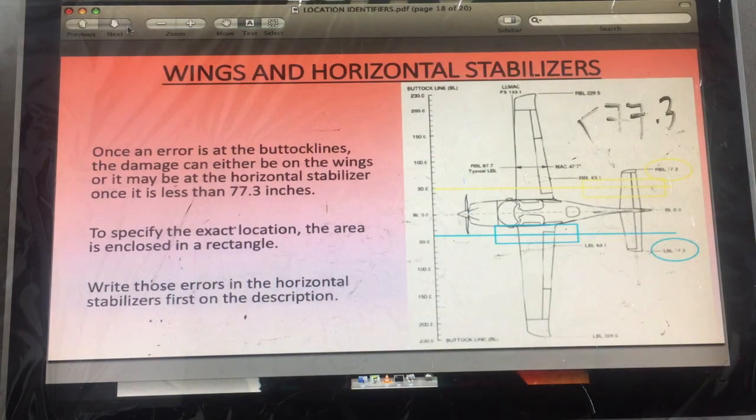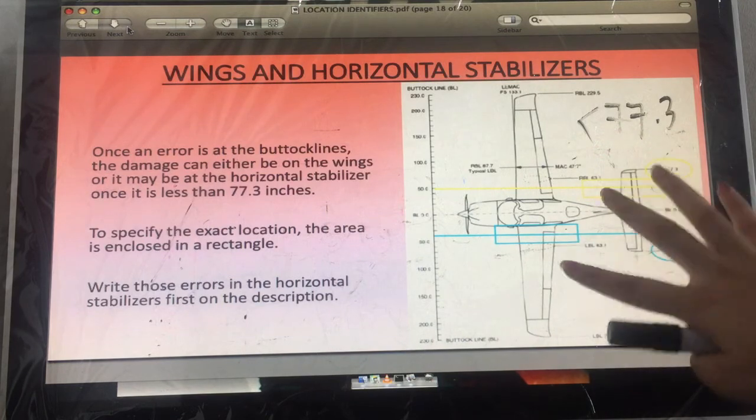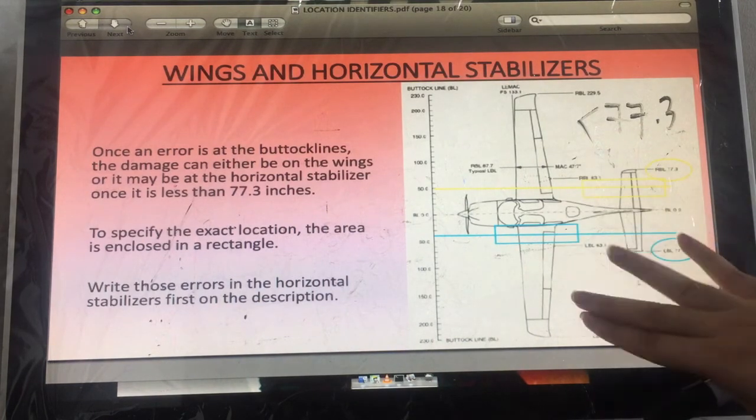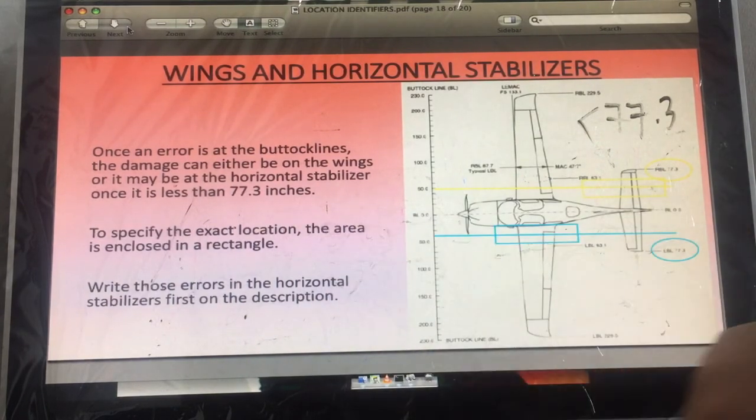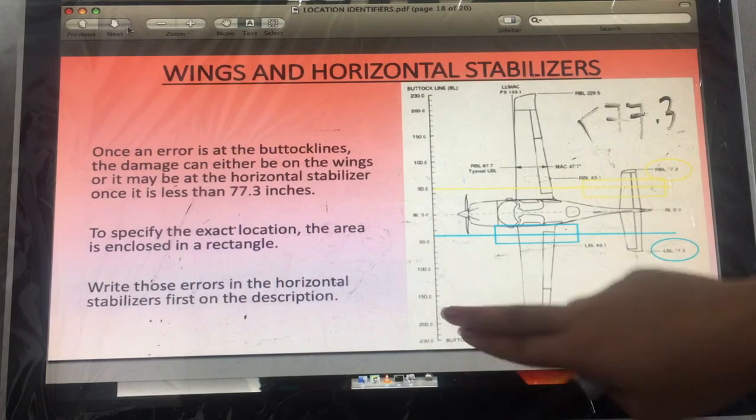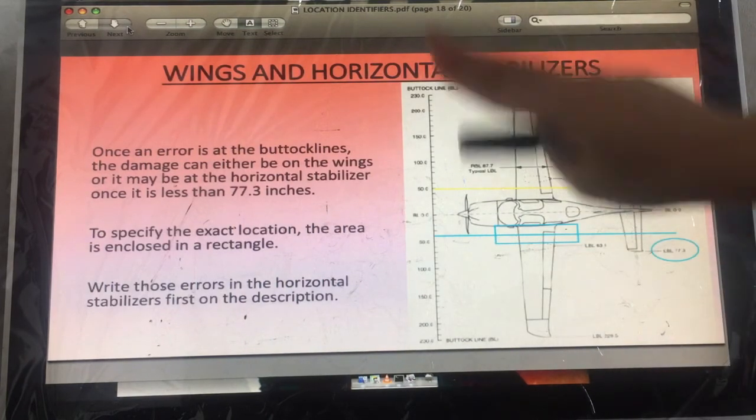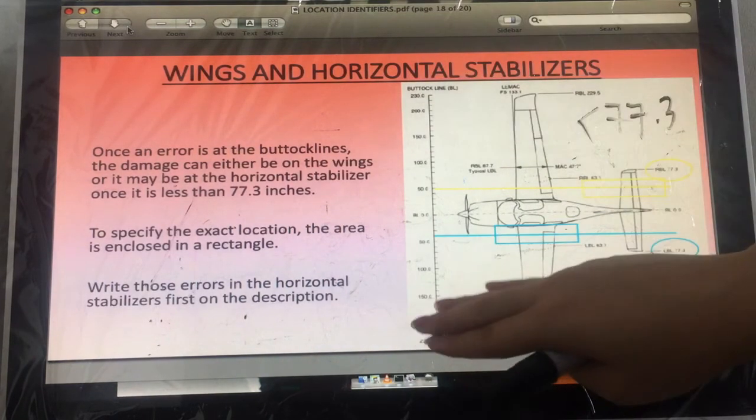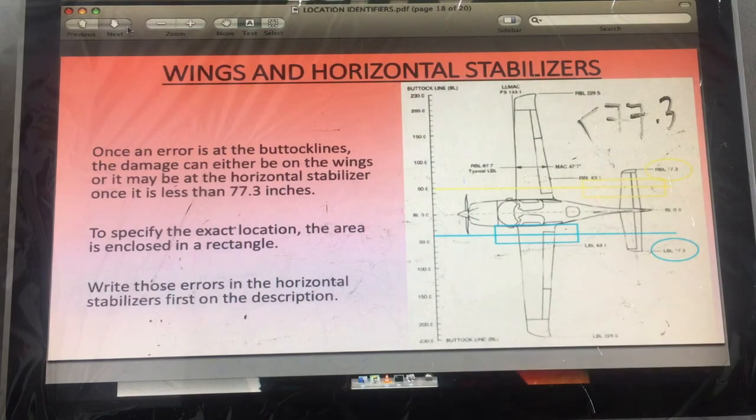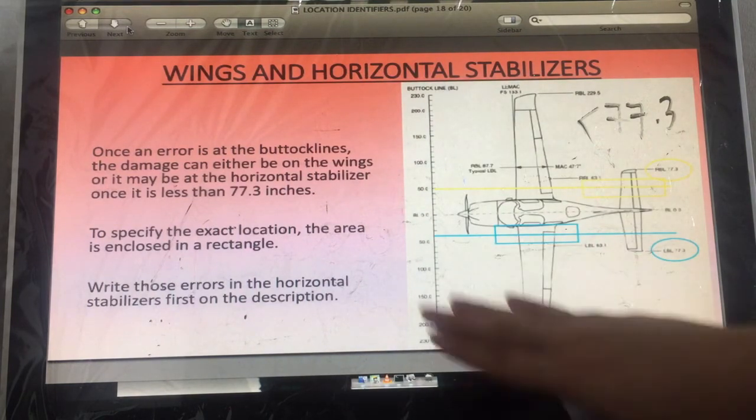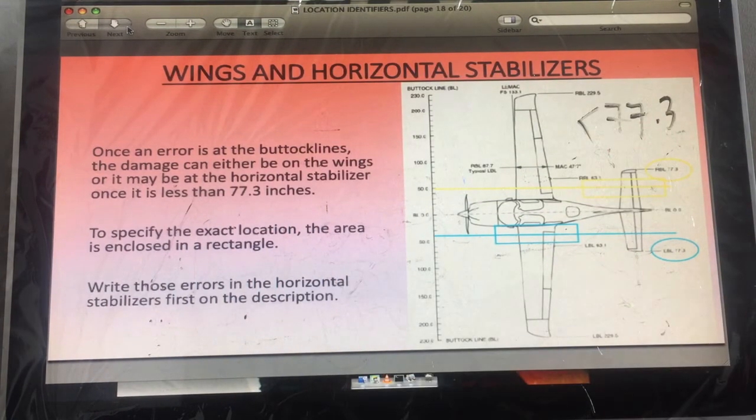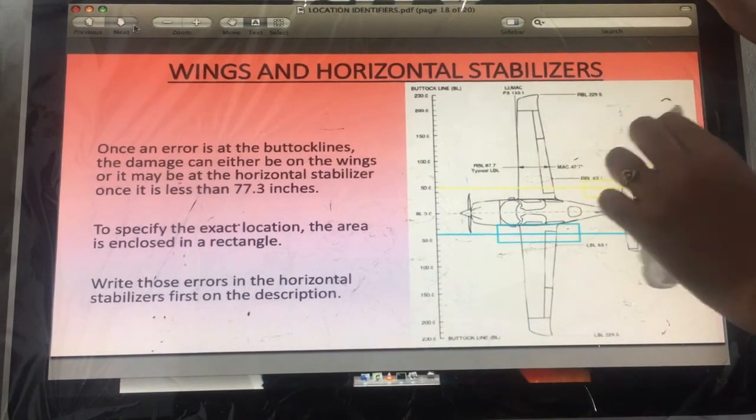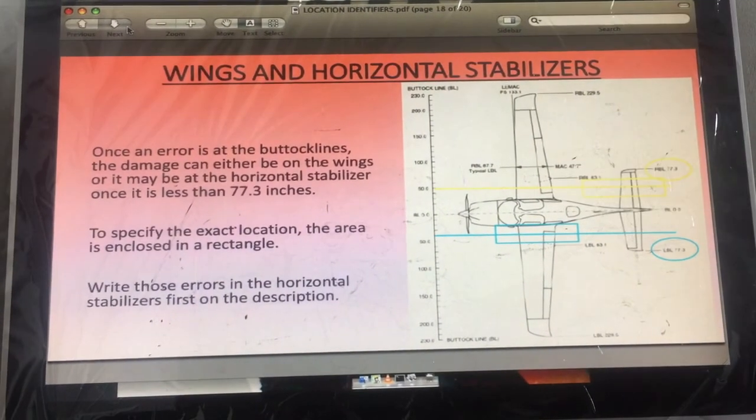So, paano ba magsulat? Paano ba ang pagkakaiba nito kapag dating sa error code, reading, and description? Sa description, uunahin nyo lagi ang nasa horizontal stabilizer. Pero ang error code at reading, same lang. Ulit ko, pag error code and reading, same lang ng pagbabasa ng water line sa fuselage station. Una yung LBL, tapos RBL. Pero pagdating sa description, uunahin muna lahat ng nasa horizontal stabilizer regardless kung nasaang part ng buttock line. Kung LBL ba siya or RBL.